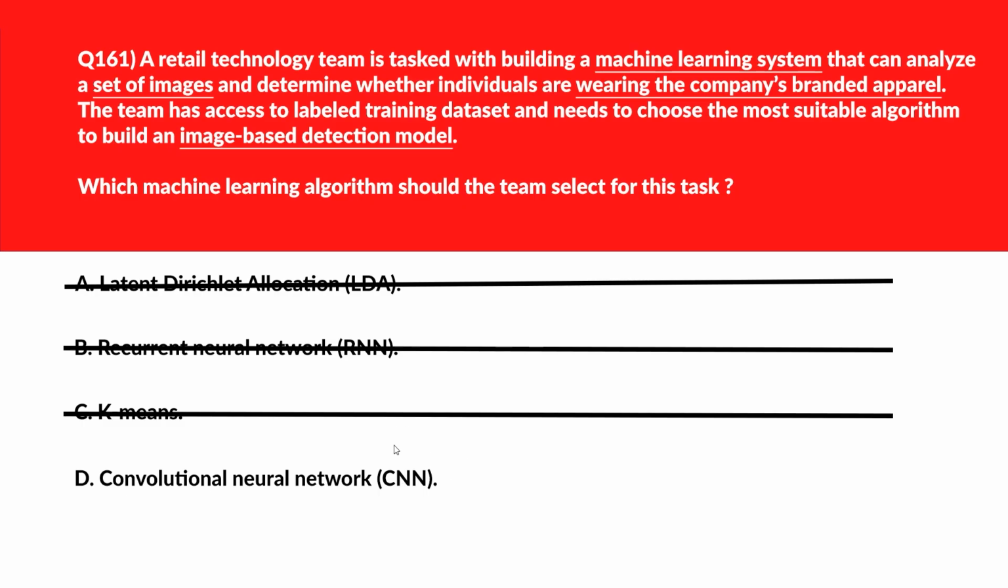CNN excels at extracting spatial features from images, making it perfect for brand detection in visual data. We'll lock convolutional neural network CNN as a right answer.